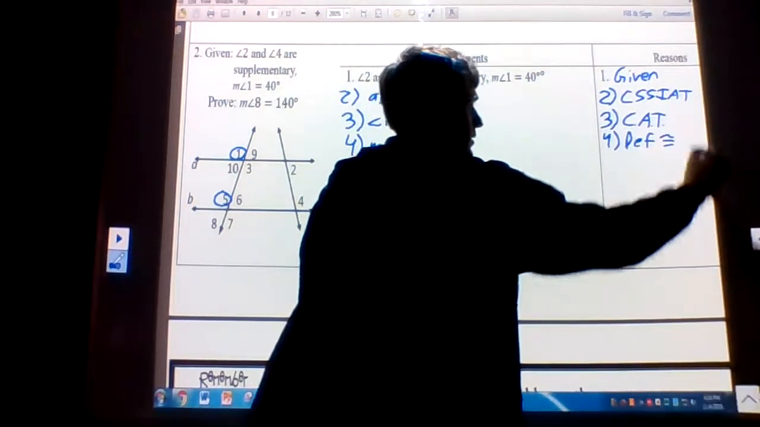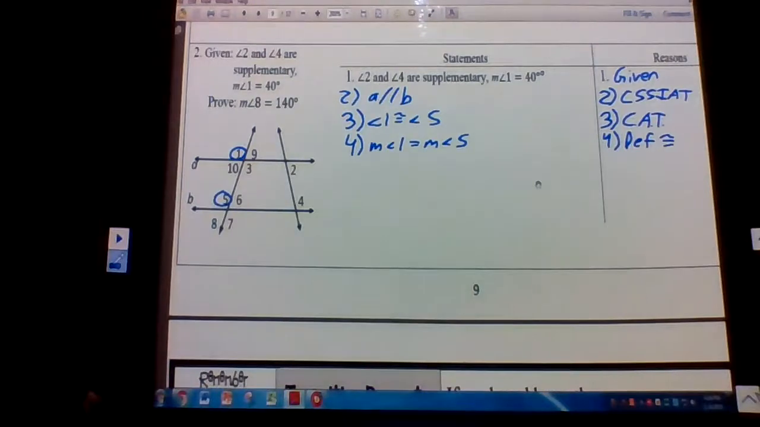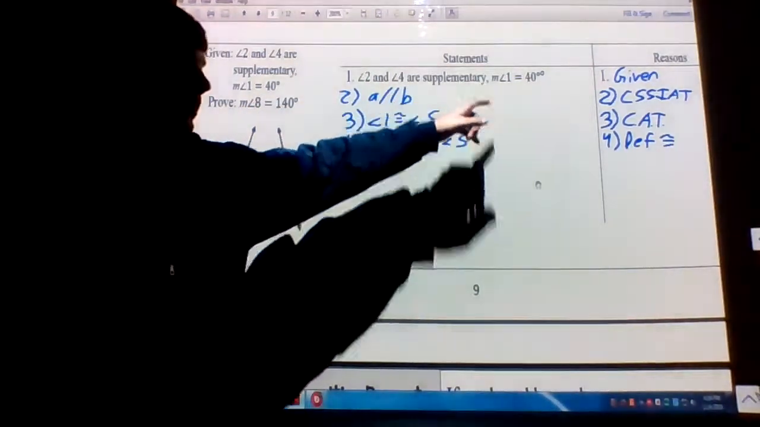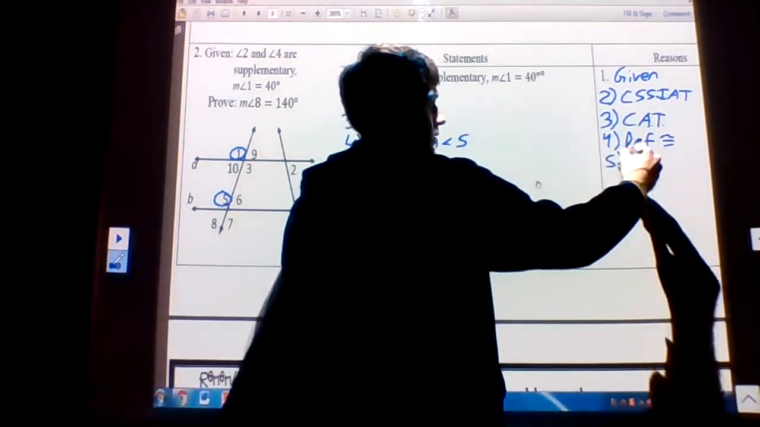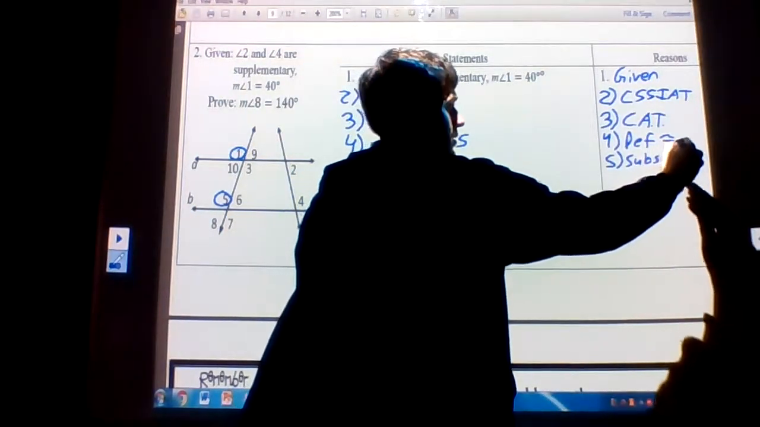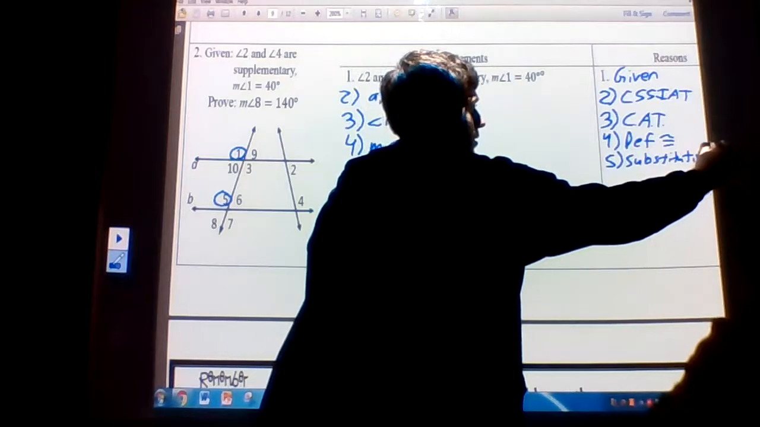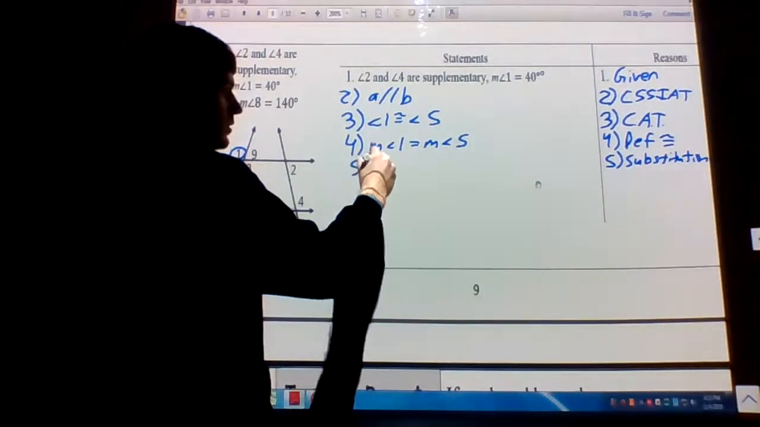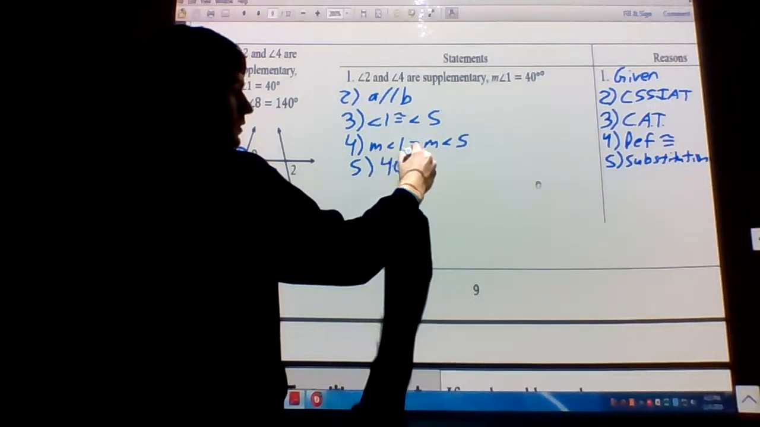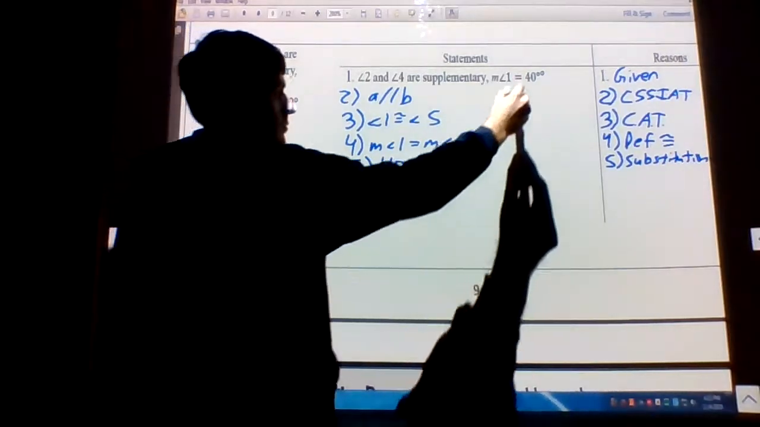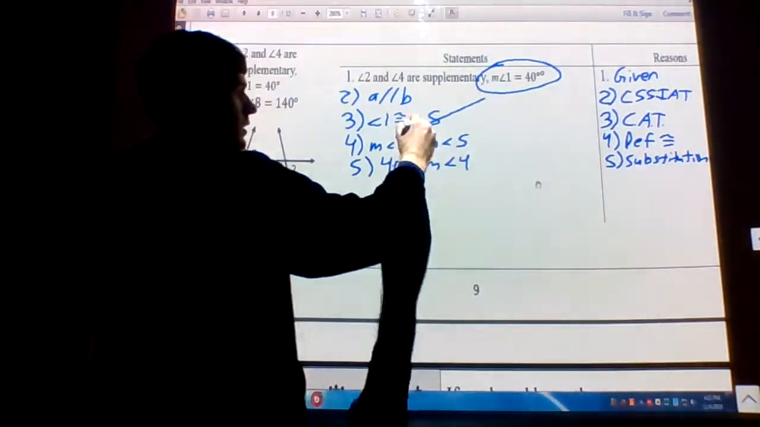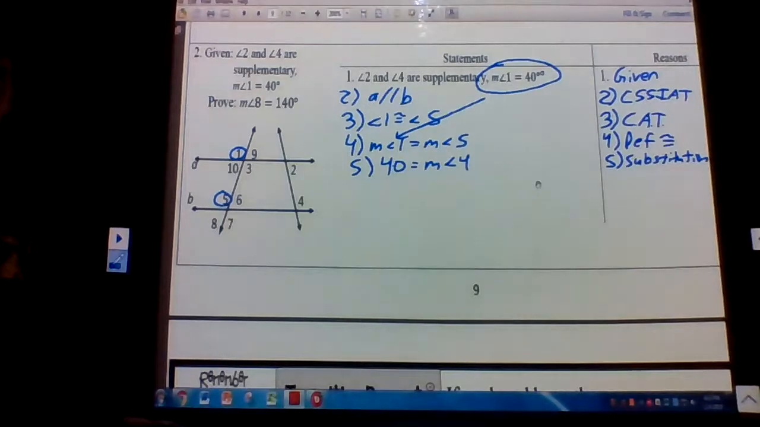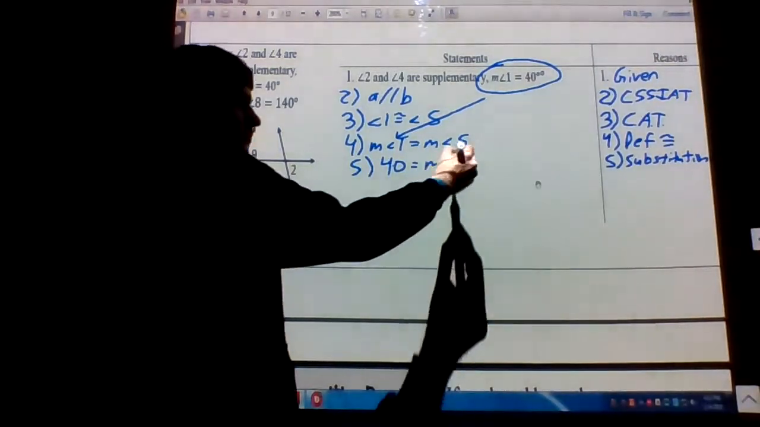Right? It's the same process we used before. And we also can substitute in the measure of angle 1. So we now know that 40 degrees equals the measure of angle 5. So we can substitute that in.